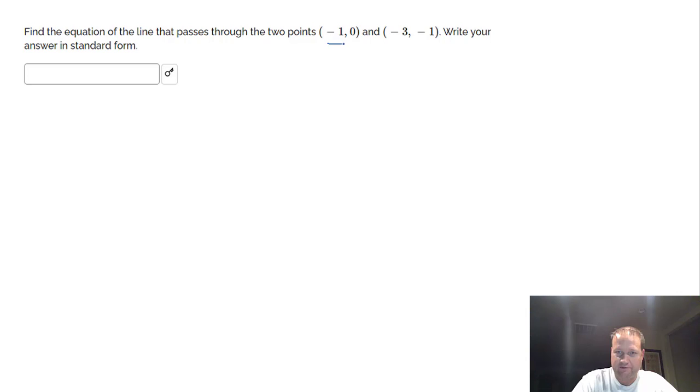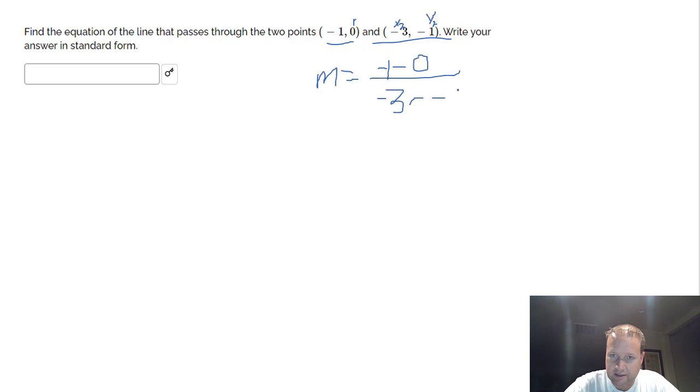The first thing we need to do when we have 2 points, we got to find the slope. So let's go m equals y2 minus y1 over x2 minus x1, and I'm going to let this be y2 right there. So negative 1 minus 0, that's on top, right? There's y2, there's y1 right there. And then x2 would be right there, the negative 3. So negative 3 minus negative 1. That's a great negative sign. And two negatives there are going to become a positive, so that's a positive right there.